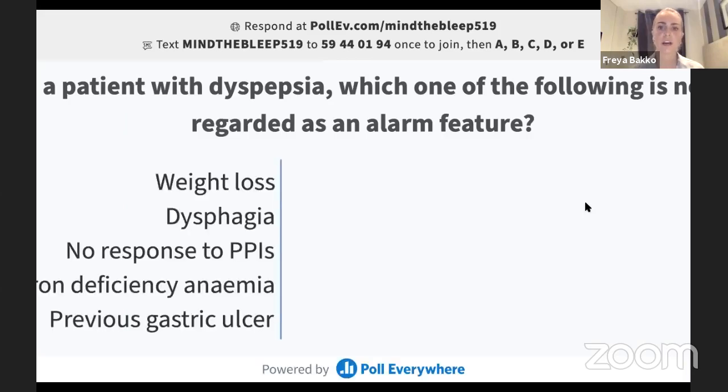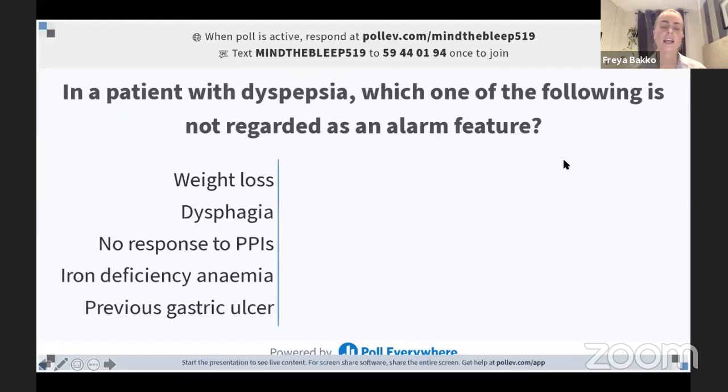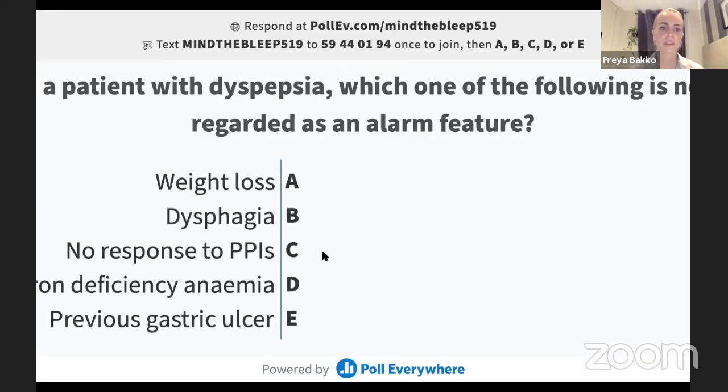Right, so we're on to our next and final question. In a patient with dyspepsia, which of the following is not regarded as an alarm feature? We're going to talk about what alarm features are shortly. Is it weight loss, dysphagia, no response to PPIs, iron deficiency anemia, or previous gastric ulcers?